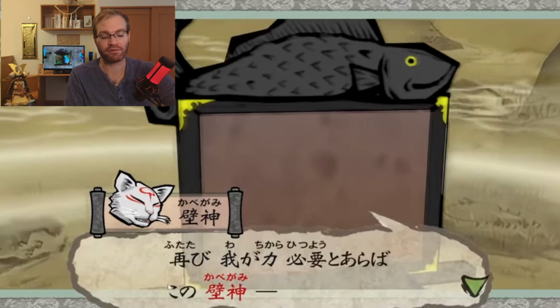So however, what I would translate if I was translating this into English, right? Instead of kono, instead of this, I would say I, Kabegami. So, if you need my power once again, I, Kabegami, right? Kono Kabegami, this Kabegami, okay? Moving on.